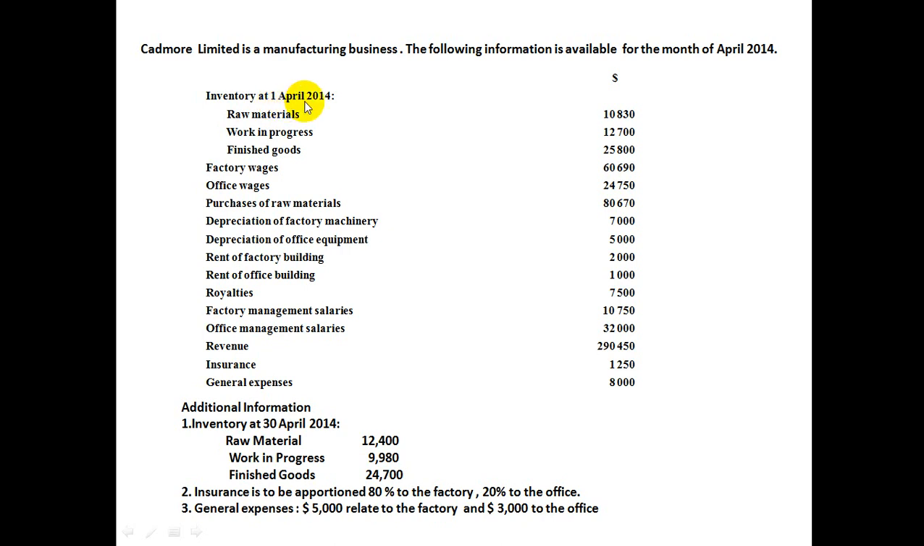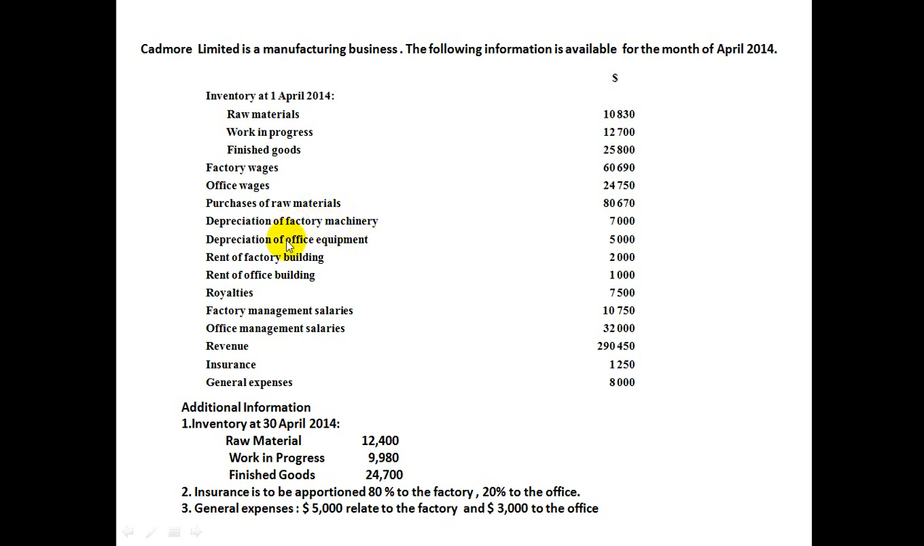Inventory at April 1, 2014, that is at the beginning of the month. Raw material inventory is this, work in progress is here, finished goods is this. Factory wages, which are also known as direct wages, are 6690. Office wages, which will be ignored while preparing the cost of goods manufactured and will be used in the income statement, are also given. Purchases of raw material, which we use in the raw material consumed for the manufacturing account, are also given to us.